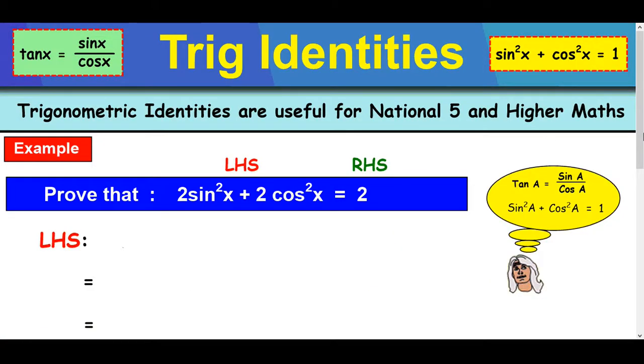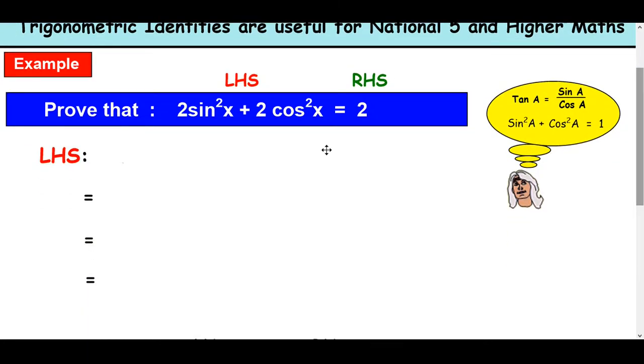So, the first example here, we're trying to prove that 2 sine squared x plus 2 cos squared x is equal to 2. Now, when I'm talking about the left-hand side, I'm talking about the left-hand side of the equal sign, which is here. And when I'm talking about the right-hand side, the 2 is the right-hand side of the equal sign. So we generally start with the left-hand side. So you write it out, which is that. It's the left-hand side of the equal sign. And again, you mess about with it to try and get to the right-hand side.